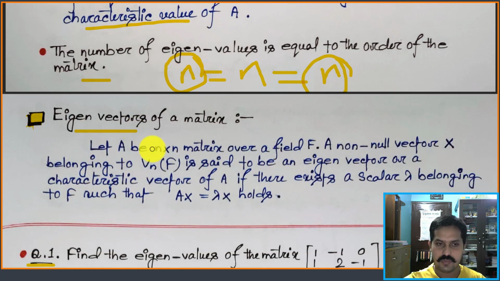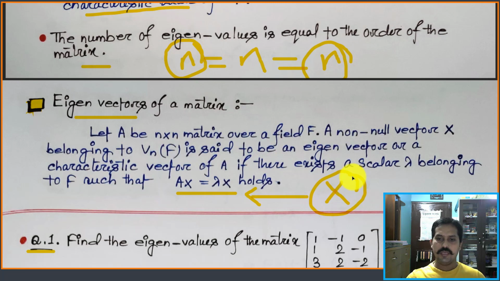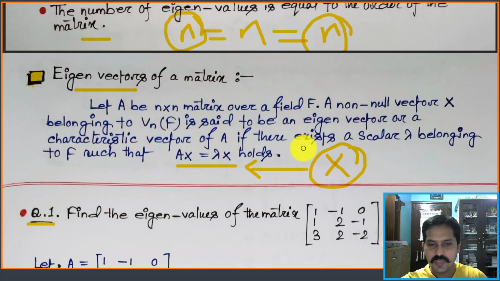Now eigenvector. What is an eigenvector? Let capital A be an n by n matrix over a field F. A non-null or non-empty vector capital X belonging to V over F is said to be an eigenvector or a characteristic vector of A if there exists a scalar lambda belonging to F such that Ax equals lambda x. Here actually x is the eigenvector. I am repeating, if x satisfies this condition, Ax equals lambda x, then we can say that x is the eigenvector of the matrix capital A. Now let's start a few examples, and when I start the examples I will define these eigenvectors more precisely.